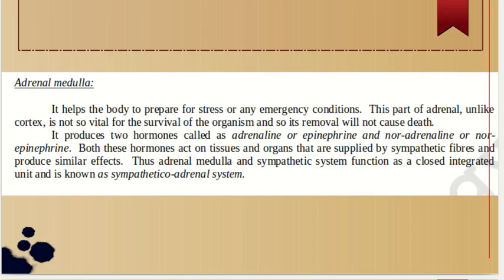Adrenal medulla helps the body to prepare for stress or any emergency condition. This part of adrenal, unlike cortex, is not so vital for the survival of the organism, and so its removal will not cause death. The adrenal medulla produces two hormones. They are called adrenaline or epinephrine and noradrenaline or norepinephrine. Both these hormones act on tissues and organs. They are supplied by sympathetic fibers and produce similar effects. Thus, adrenal medulla and sympathetic system work as an integrated unit, and they are known as sympathetico-adrenal system.